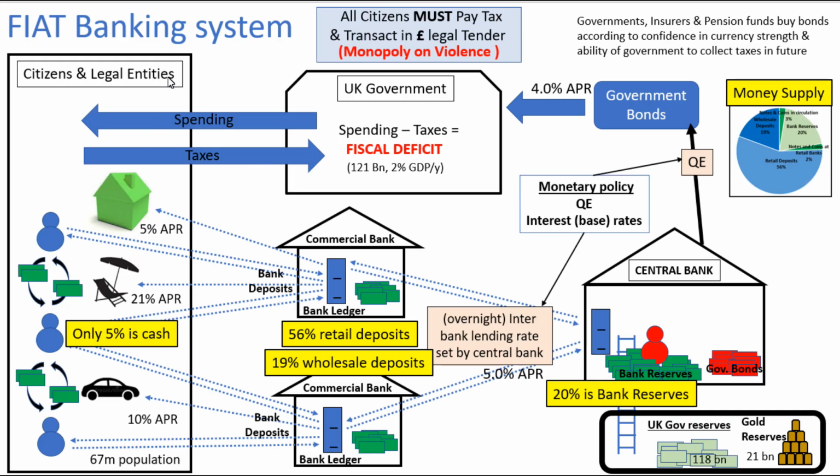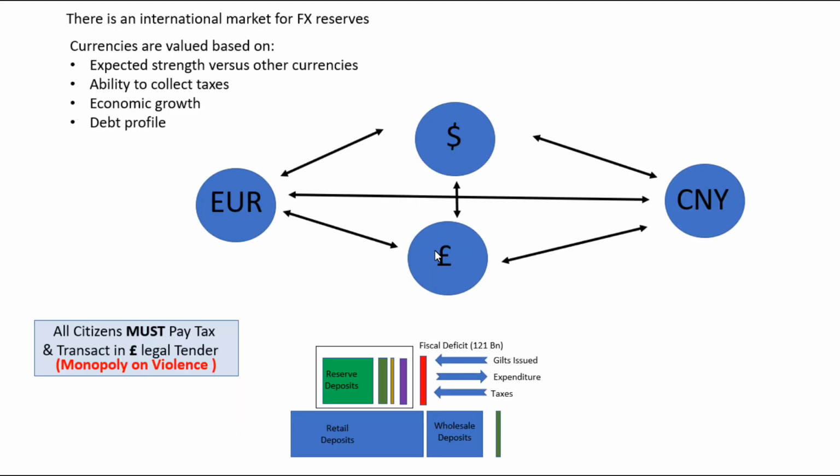So within the fiat banking system of each country, we have a captive audience of citizens and legal entities who have to transact in that currency, but confidence in the ability of the government to raise taxes in the future enables the governments to issue bonds. And so then stepping up a level, when you get to the global fiat banking system, you have all the different countries of the world, we're all in competition with each other according to our relative economic strengths. Our currencies are worth more or less based on these factors.